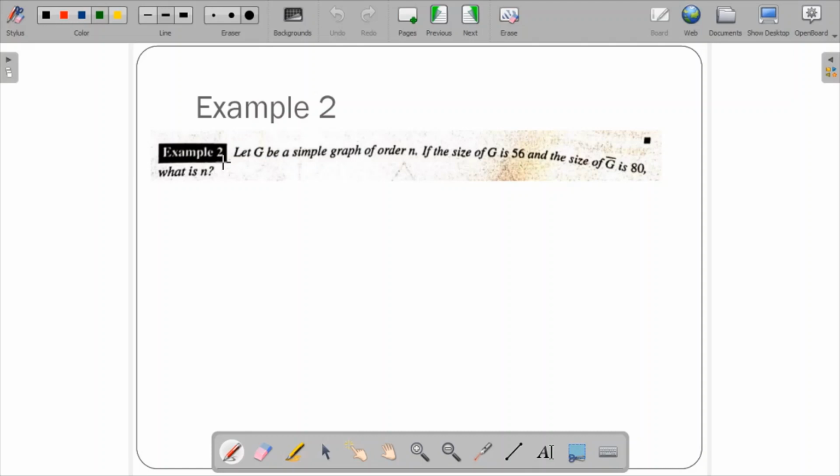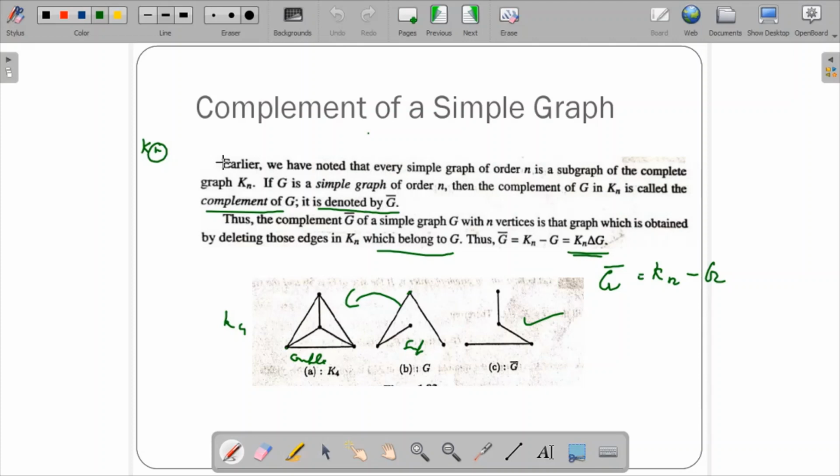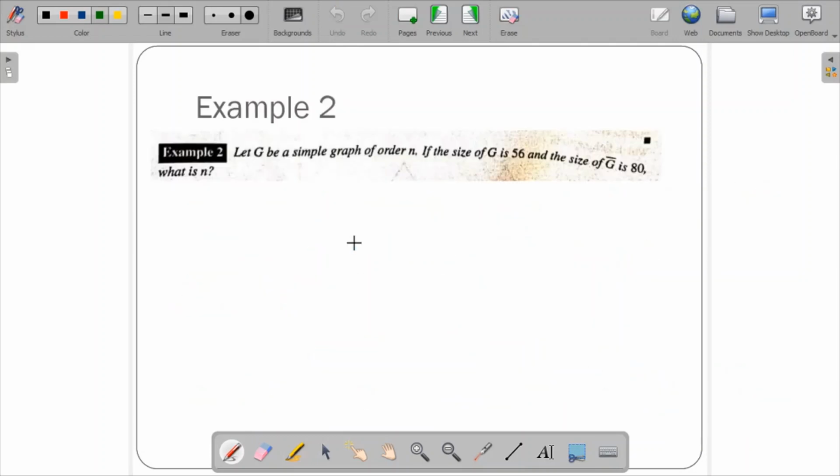Okay, so if you go to the concept of a simple graph, what I've taught regarding the simple graph, we considered a complete graph K4, it had a certain order, and from that I drew a subgraph which is a simple graph, and the complement of that would give me this particular graph. So we had already seen a formula, that is G bar is equal to complete graph minus subgraph. If you remember, the complement G bar of a simple graph G with n vertices is the graph obtained by deleting those edges in Kn. Kn is nothing but the complete graph. So this concept we are going to use in example 2.